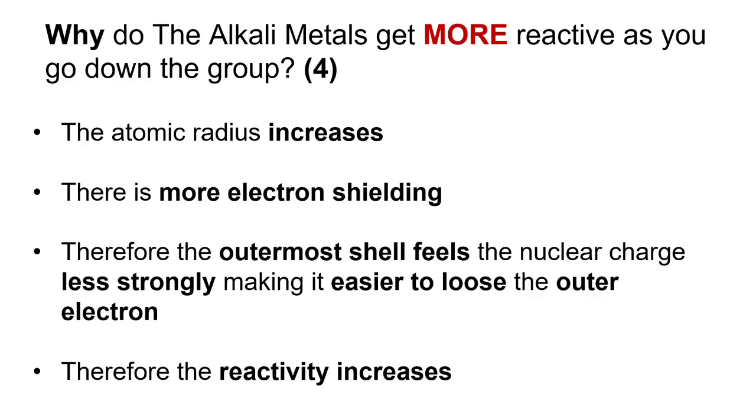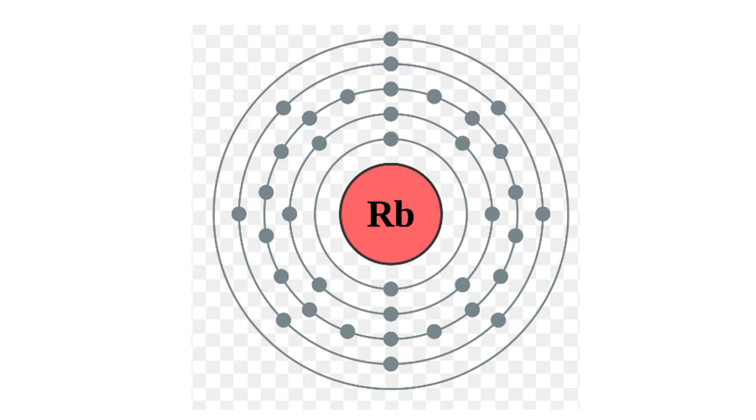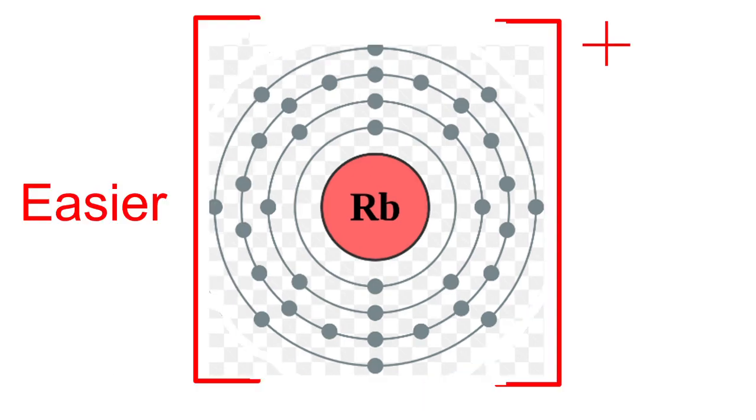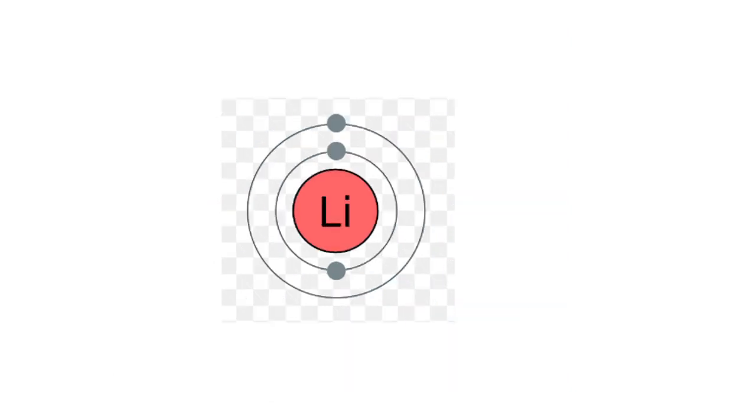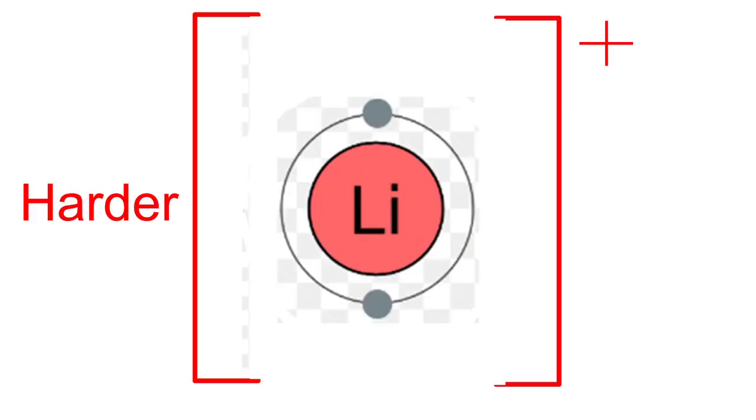Therefore, the reactivity increases. So rubidium will have a much easier time losing that outer electron to become positive. So lithium will have a much harder time because there's less electron shielding and a smaller atomic radius.